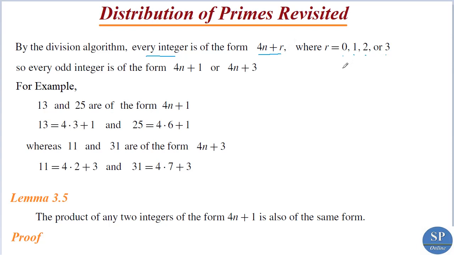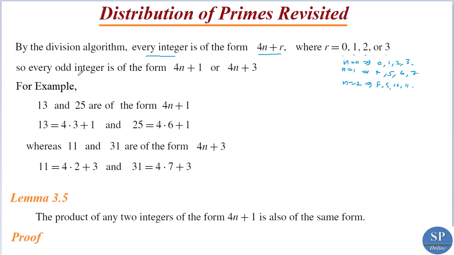And if n is equal to 1, then we have 4 into 1 plus 0, that is, when r equals 0, we get 4. So when n equals 0, applying these values we get 0, 1, 2, 3. And if n is equal to 1, applying r equal to 0, 1, 2, 3 we get 4 plus 0, that is 4, 4 plus 1 that is 5, 4 plus 2 that is 6, and 4 plus 3 that is 7. Then n equal to 2 gives 8, 9, 10, 11, etc.